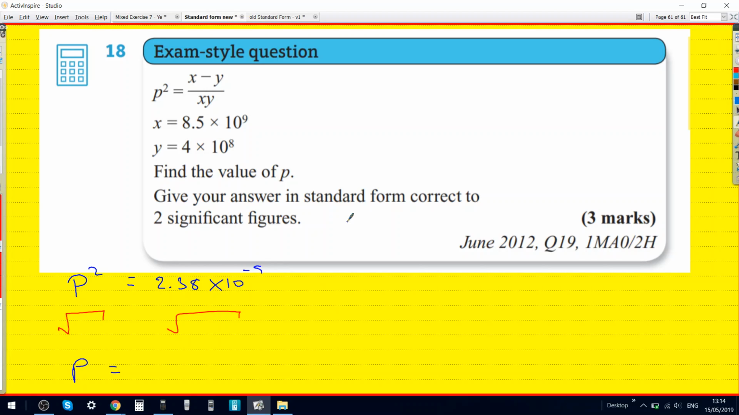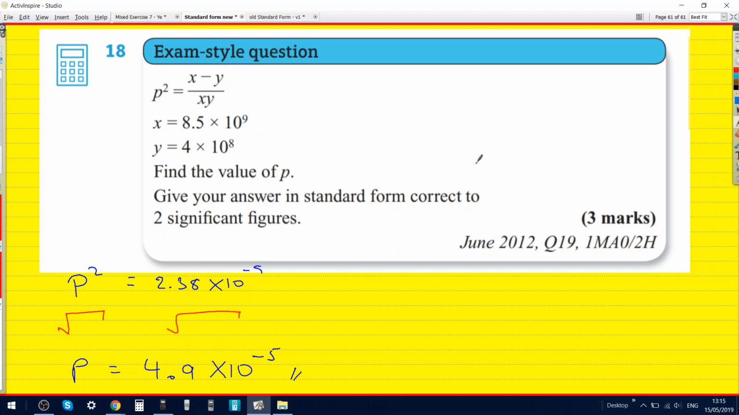So it's asking for two significant figures. So it would be 4.9. Two significant figures, 4.9 is correct? Yeah. Okay, 4.9 times 10 to the power of minus 5. Yep, because it's just like 5 zeros and then 4 9, and so it's got two numbers with significance. Any questions there?